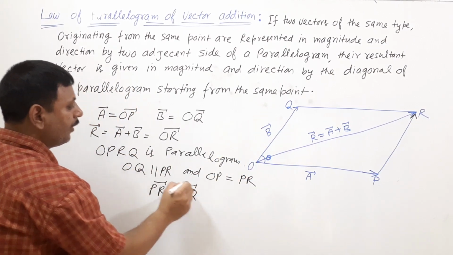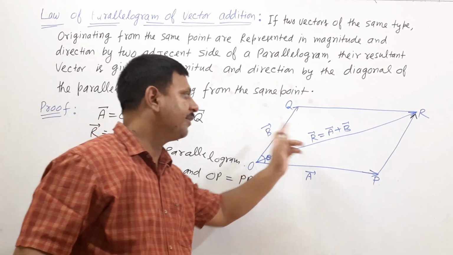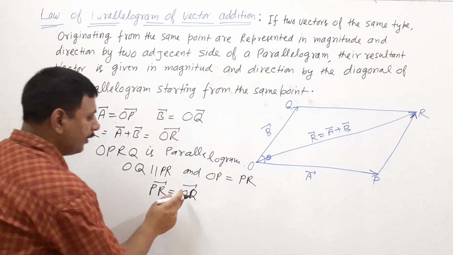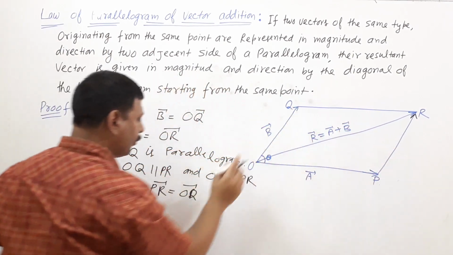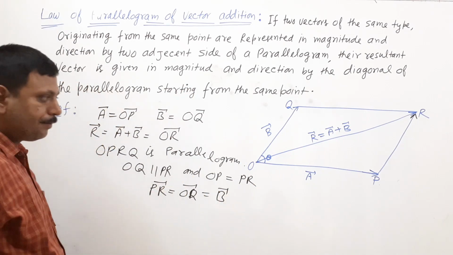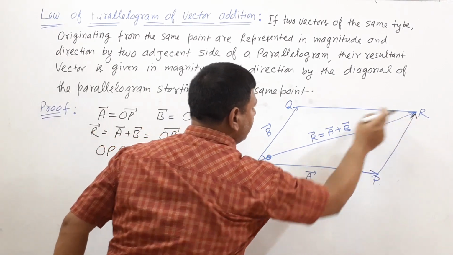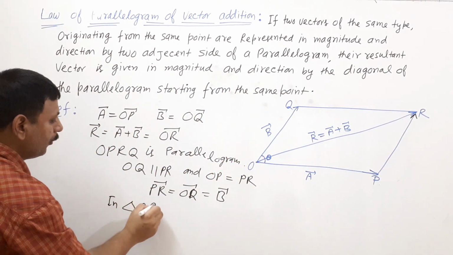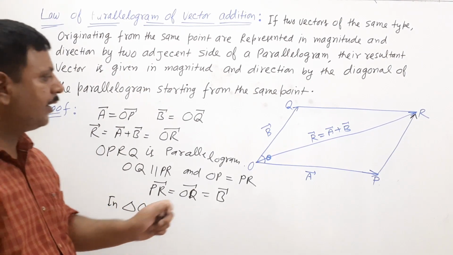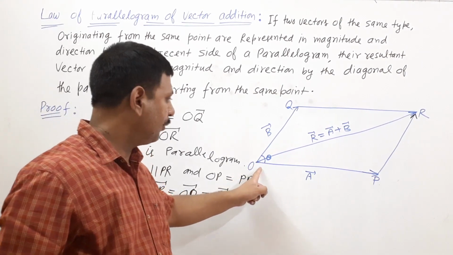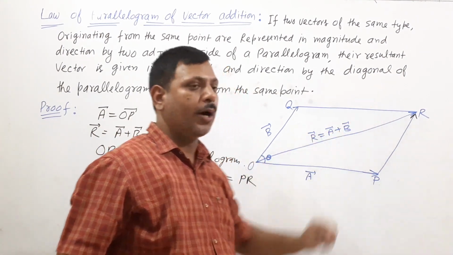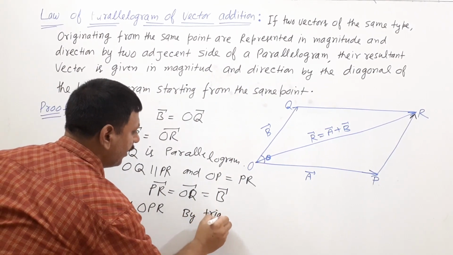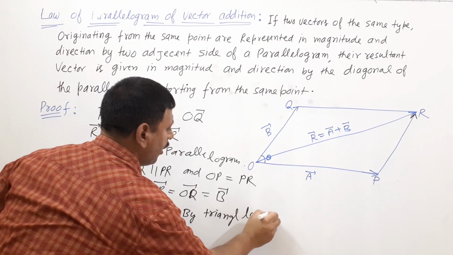I have told you about free vectors: if two vectors have the same direction and same magnitude, meaning the same length, they are equal vectors. So PR is equal to OQ, equal to B. In this triangle OPR, by the triangle law of vector addition, OP plus PR is equal to OR.